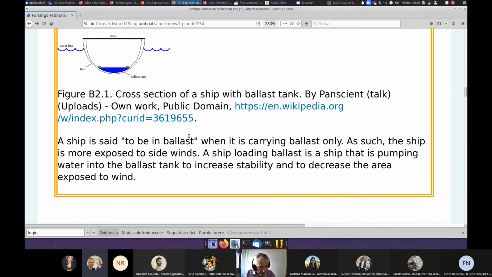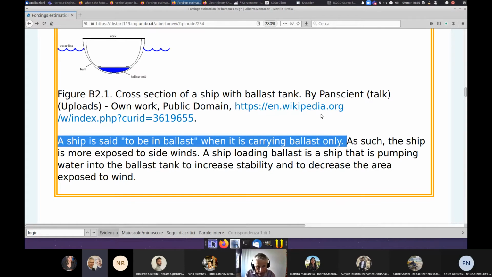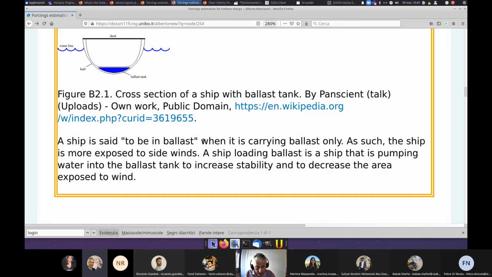Okay, so a ship is said to be in ballast when it is carrying ballast only, and the ballast is the stabilizing weight. Ballast in ships is often obtained by loading water. Keep in mind that when a ship is in ballast, it's more exposed to side winds because the windage area is larger, okay, because the ship goes up out of water while keeping stable, and so the area exposed to the wind is larger. Okay.